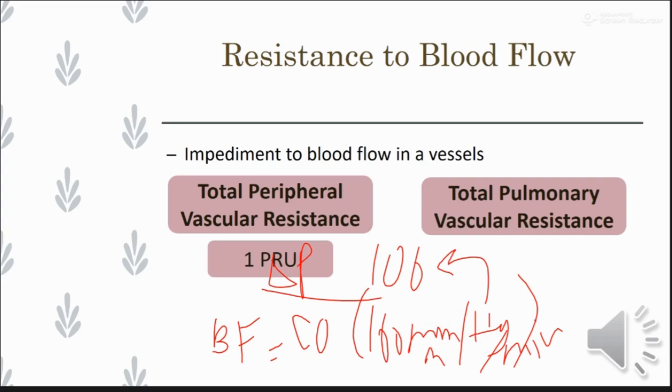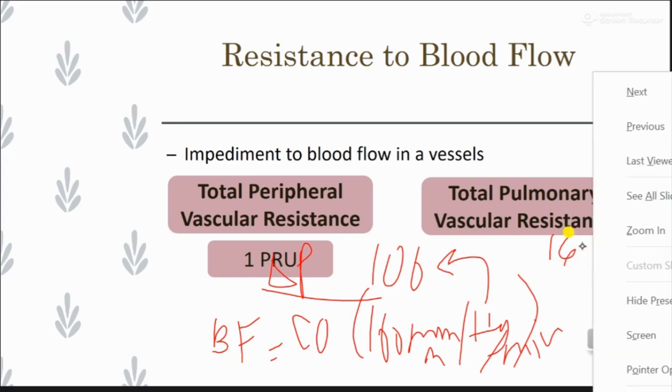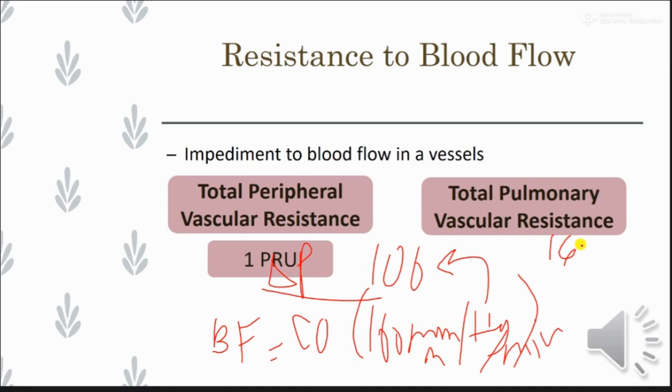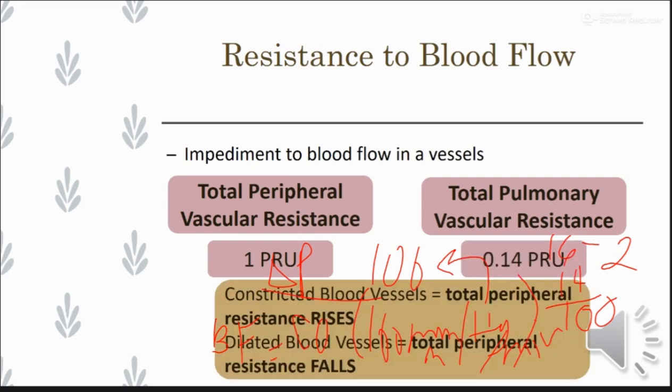On the other hand, the total pulmonary vascular resistance is based on the mean pulmonary arterial pressure. We know that the pulmonary arteries also have a pressure, and the average is 16 mmHg. The left atrial pressure also has a pressure, which averages 2. So the difference would be 14, and again the blood flow is 100 mL per minute. So the PRU would be 0.14.